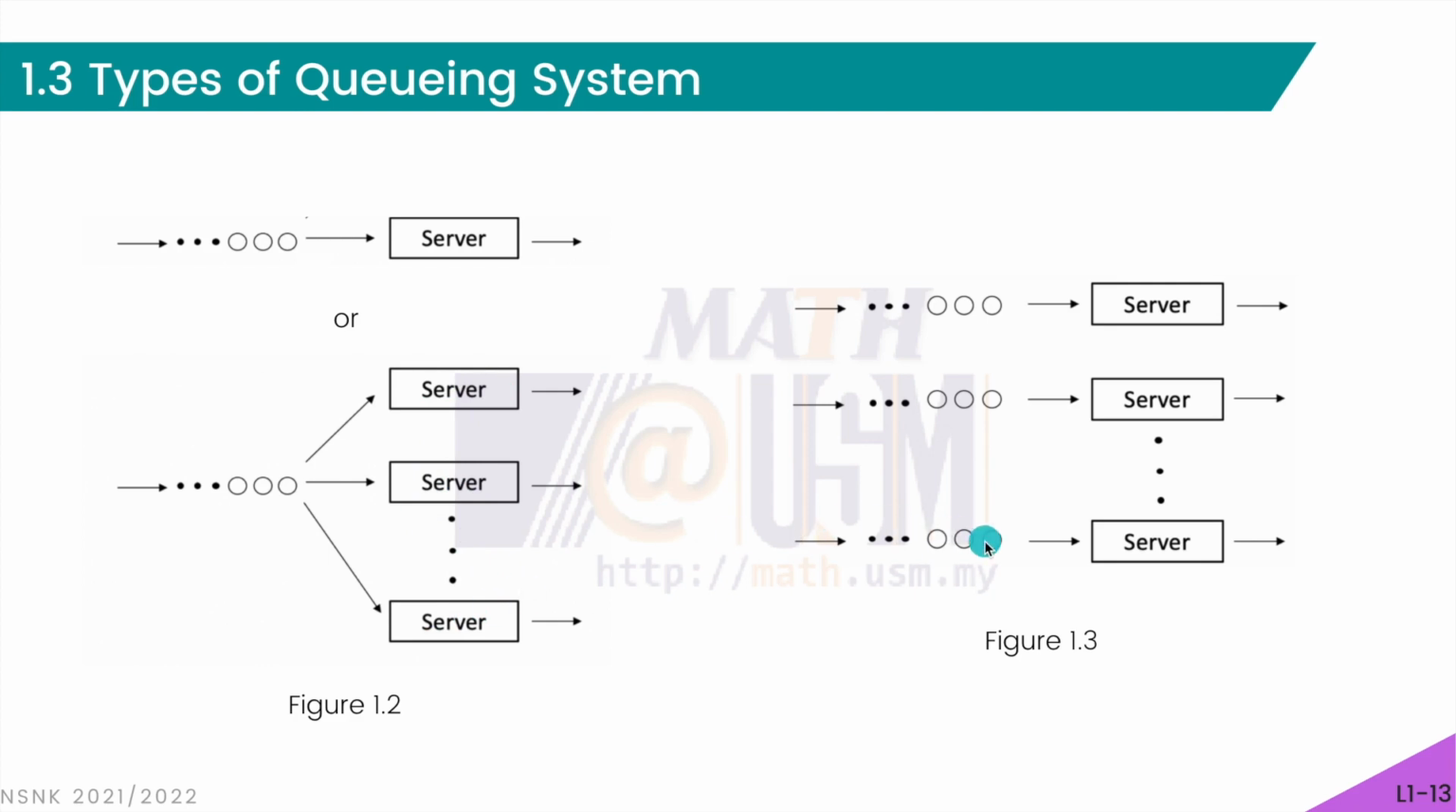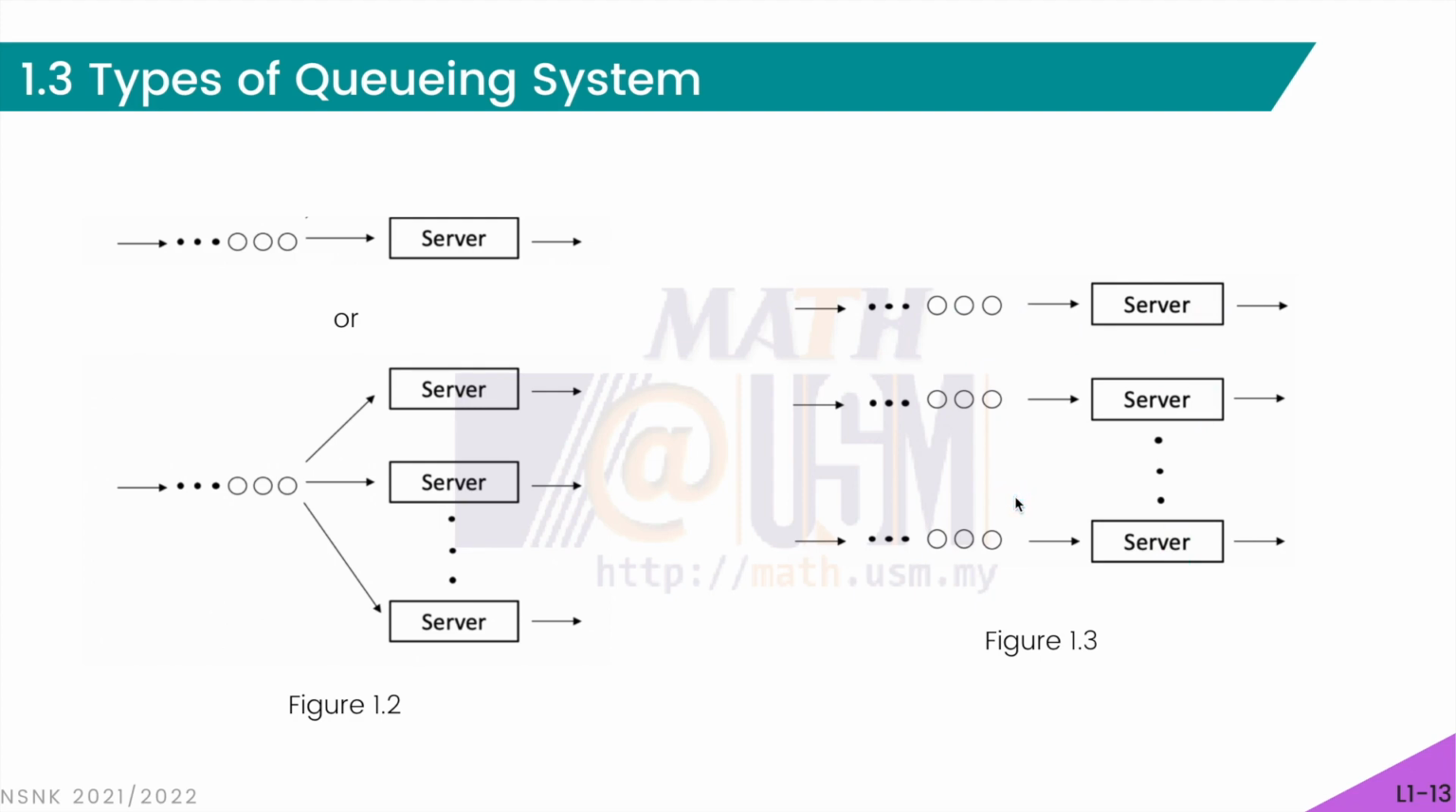Next would be the multi-channel, or we can say a parallel queuing system, where you have multiple waiting lines waiting for multiple servers. So this is where an example of jockeying can happen. If all of the servers provide the same service, jockeying can happen here.